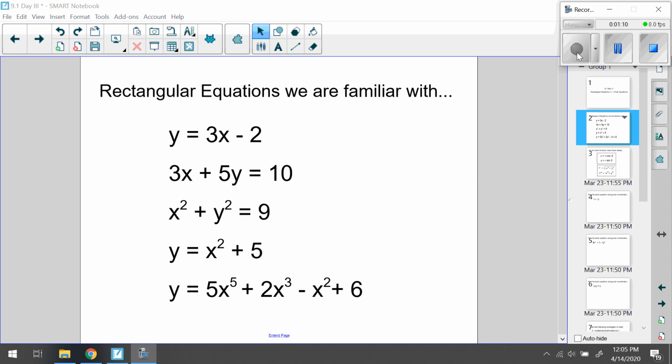When we're thinking of polar equations, we haven't actually looked at polar equations yet. We've looked at polar coordinates. And so with polar coordinates, we are looking at r's and thetas. And so we can expect r's and thetas to show up in those equations.